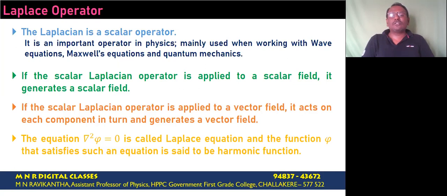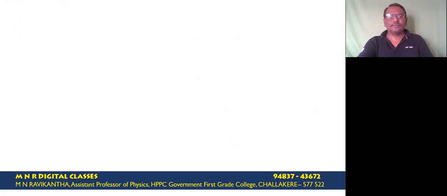The equation del square phi is equal to 0 is called the Laplace equation, and the function phi which satisfies this equation is called a harmonic function. This is very useful, and we are going to understand this equation in electrostatics. We are going to discuss more about the Laplace equation in the next chapter, that is in electrostatics. Thank you.